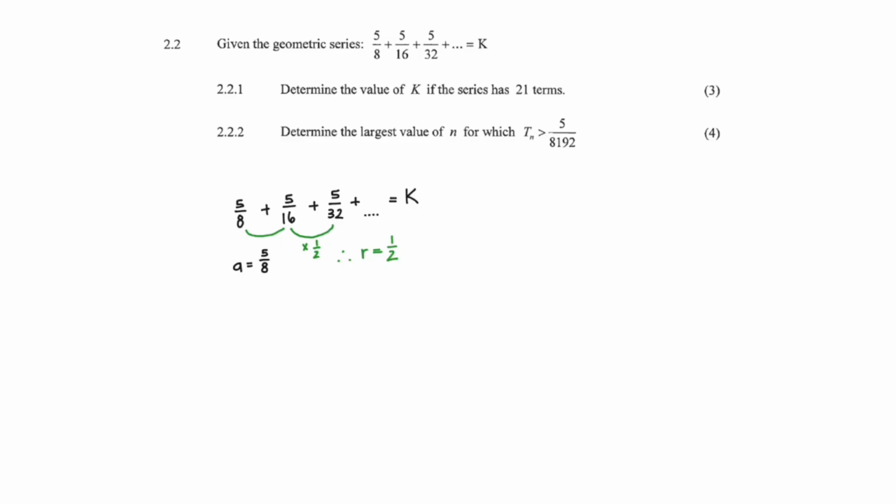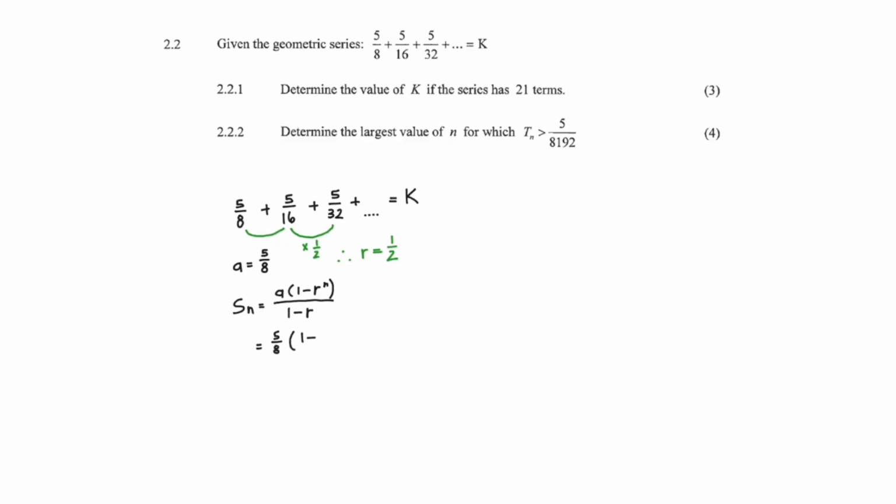So now we have the value for a, we have the value for r, and we have the value for n. So what we'll do next is we'll write down the formula for the sum of the first n terms of a geometric series. So it will be equal to a multiplied by 1 minus r to the power of n divided by 1 minus the common ratio r. Now we have the value for a, r and n, so we can substitute these values into the formula.